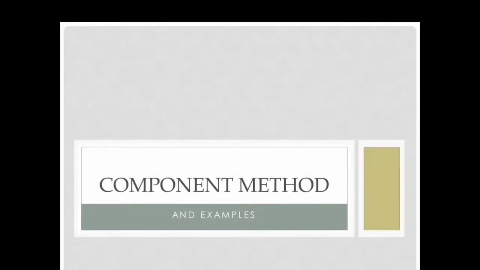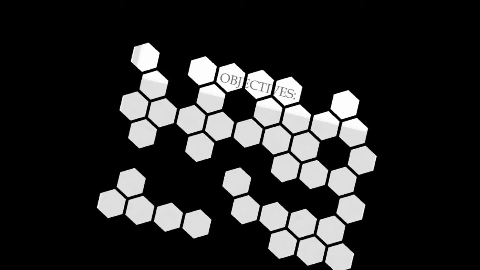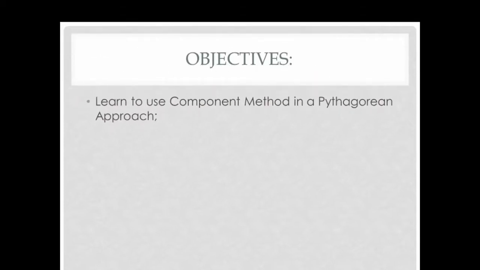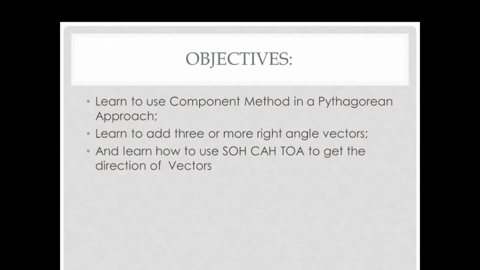Next, I will show you how to use the component method and give you examples. The objectives are, first, to learn how to use the component method in a Pythagorean approach. Next is to learn to add 3 or more right angle vectors and learn how to use SOHCAHTOA to get the direction of vectors.